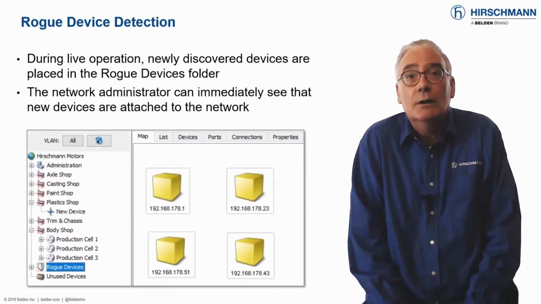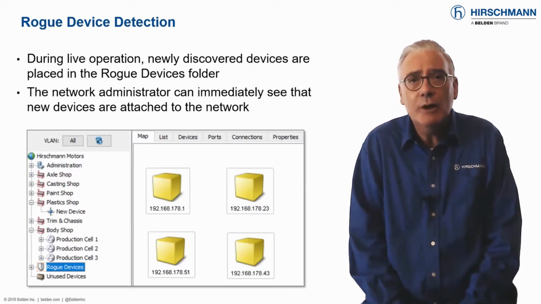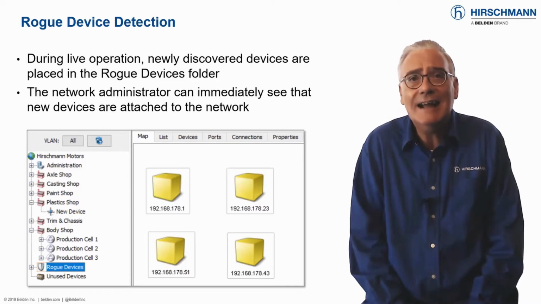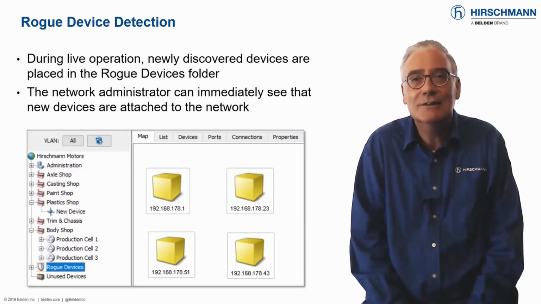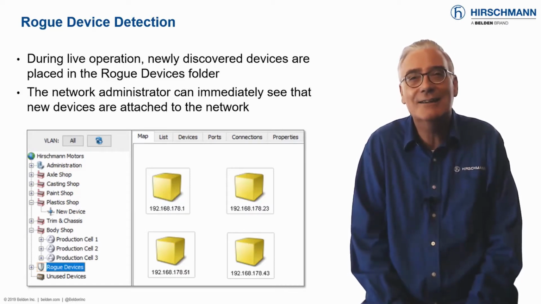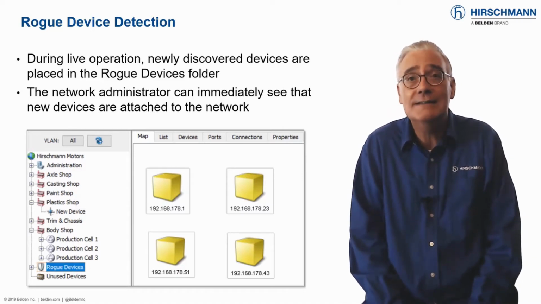In a perfect world, industrial networks should be static. The network administrator will know exactly which end devices are connected to the network. In reality, it's difficult to prevent users from connecting new devices. The connection of unauthorized devices can have many consequences.